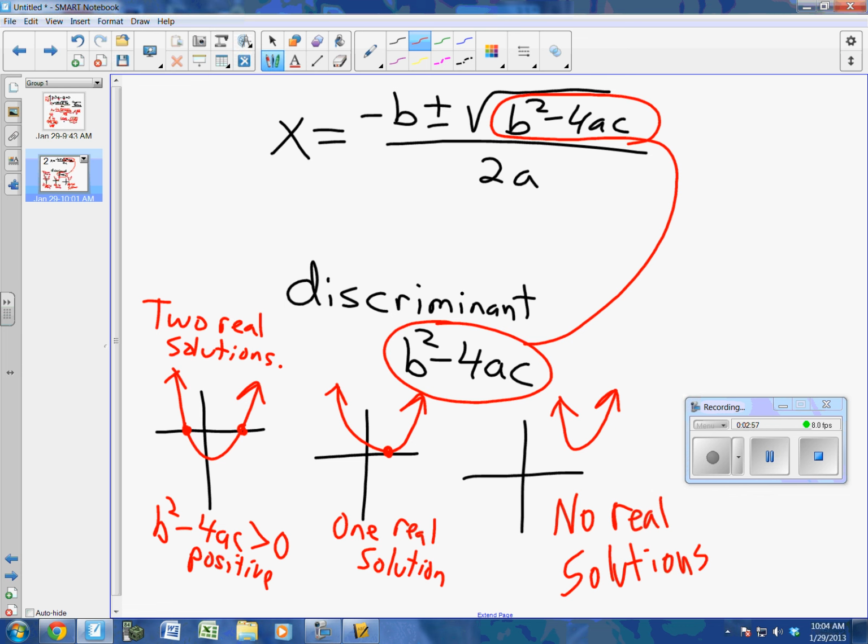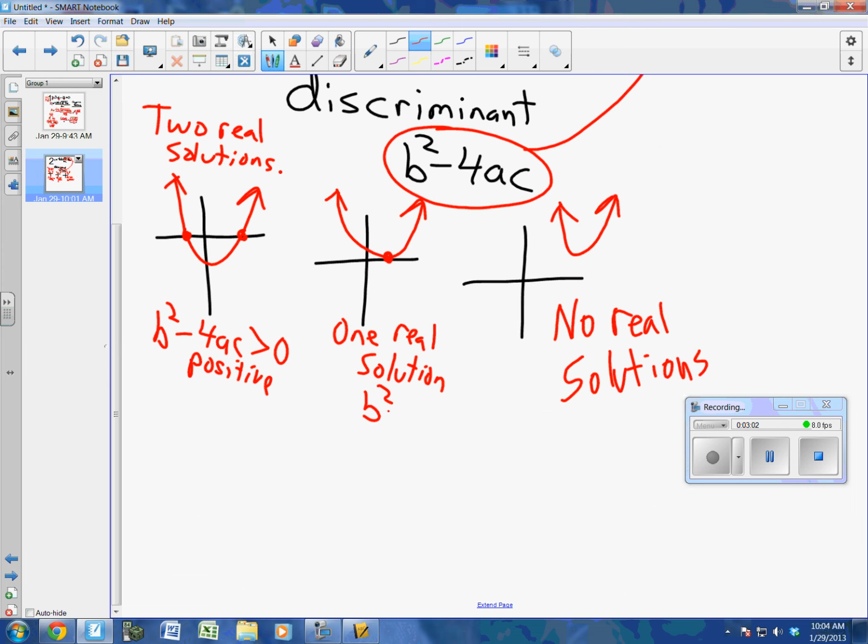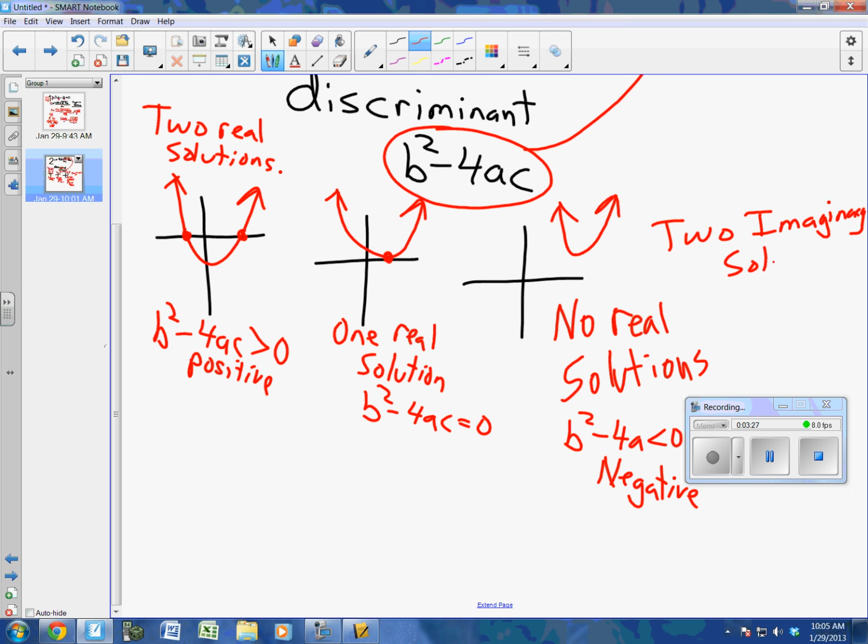Okay, so b squared minus 4ac is greater than 0. That's if it's positive. If b squared minus 4ac equals 0, then there's one real solution. And if b squared minus 4ac is less than 0, that means it's negative. Then there's no real solutions. There's two imaginary solutions.